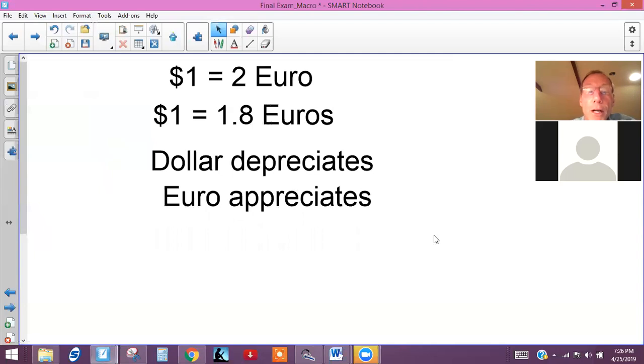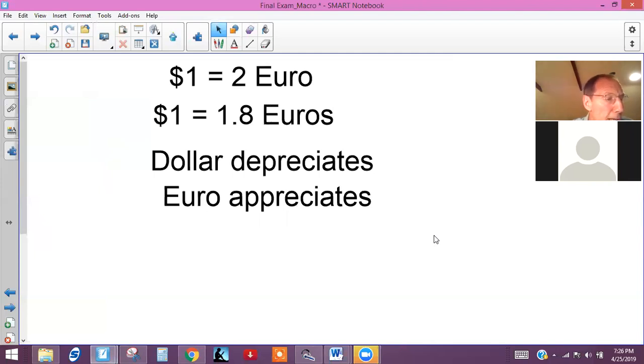If we're importing from Europe, we first have to exchange or buy euros for dollars in order to buy European products. So if the euro is going to appreciate against the dollar, then European goods become more expensive to Americans, and American goods become less expensive to Europeans. So it's important to sort of understand those relationships. It can get confusing.